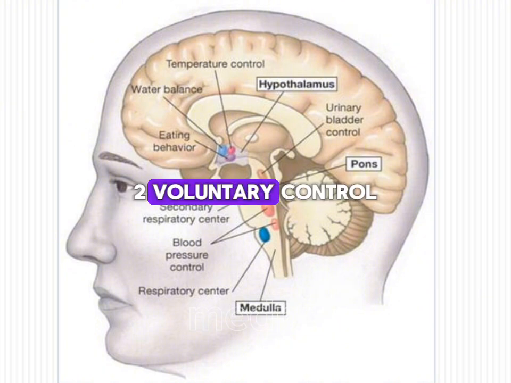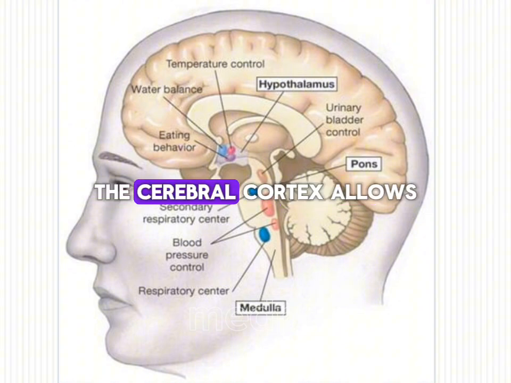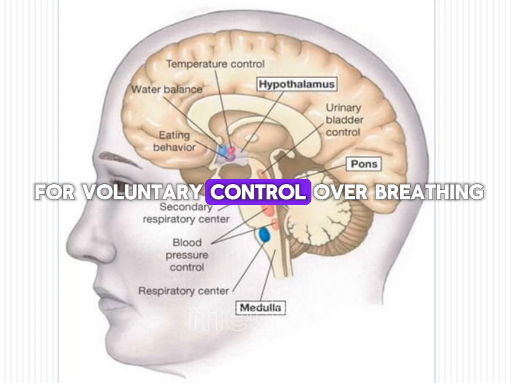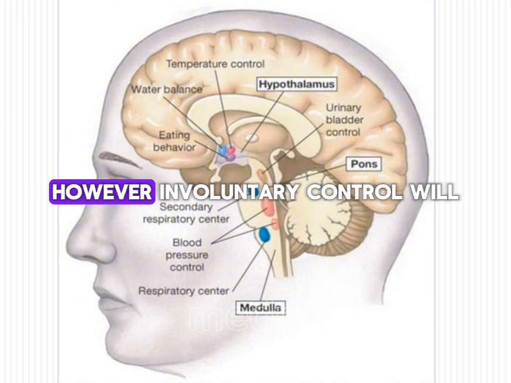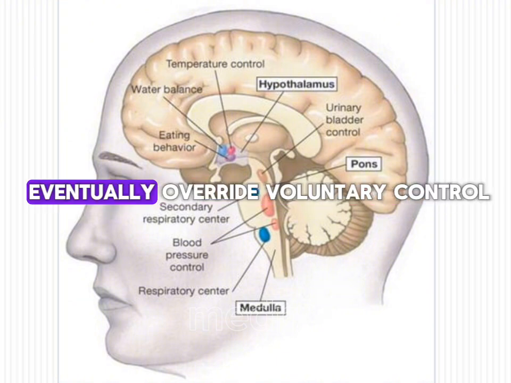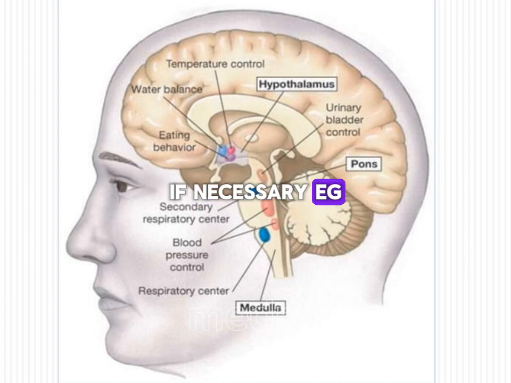2. Voluntary control. The cerebral cortex allows for voluntary control over breathing. For example, you can choose to hold your breath or take a deep breath. However, involuntary control will eventually override voluntary control if necessary. E.g., holding your breath for too long will trigger an involuntary breath.